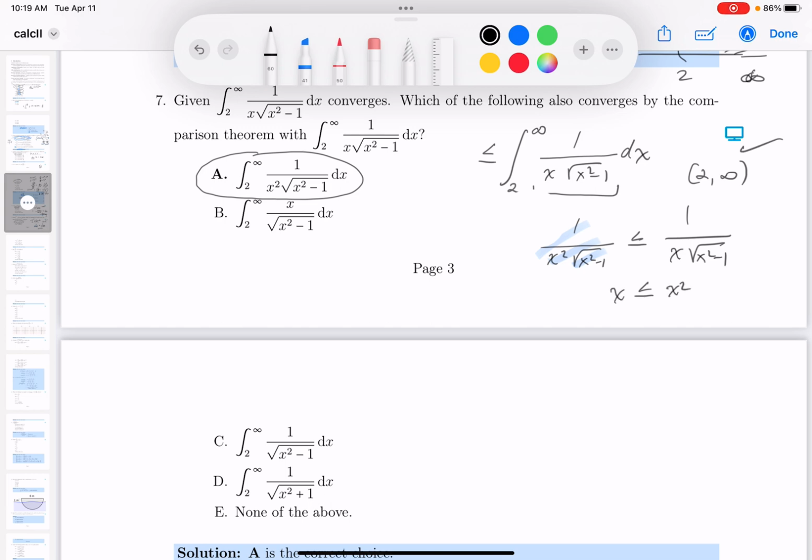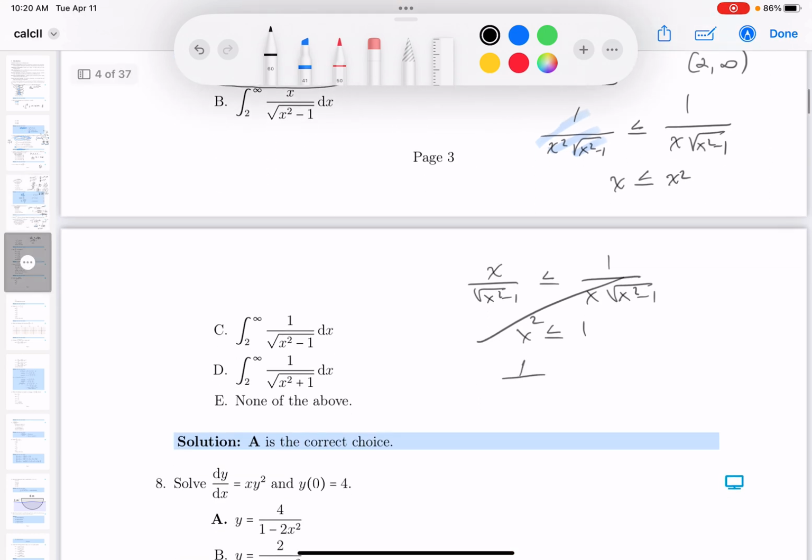If I look at the other ones, though, and not that I have to do that, what is this one saying? x squared is less than or equal to 1. And that's certainly not true out to infinity. So you throw that one out. Look at the next one. What's that one going to be? 1 over the root of x squared minus 1. Compare it. What do you get over there? x is less than or equal to 1. That's not true from 2 to infinity. This one gets thrown out.